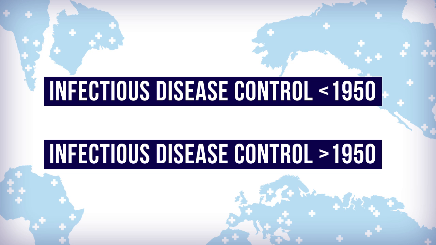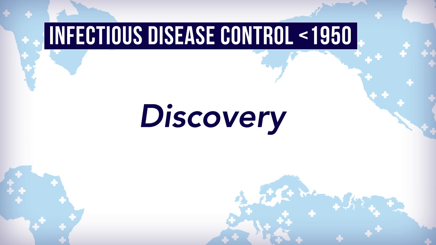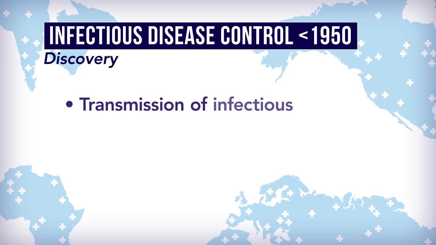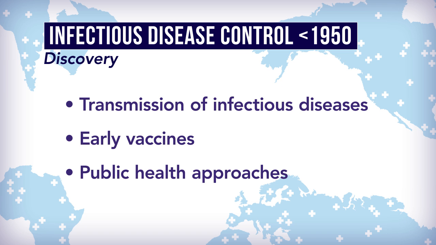So prior to 1950, much of the improvement came from understanding very basic things about the transmission of various infectious diseases and early vaccines that were rather crude but could still be very effective, paired with simple measures such as quarantine and similar public health approach. And let's consider a few.